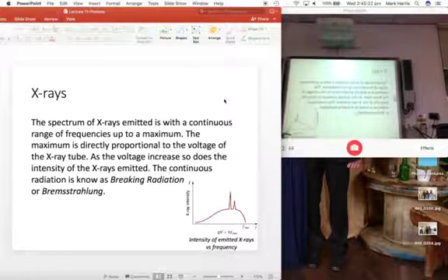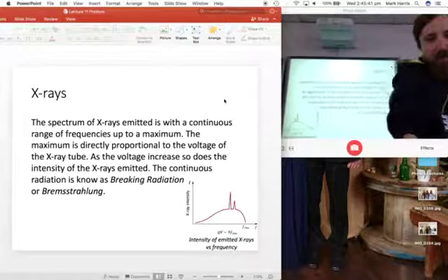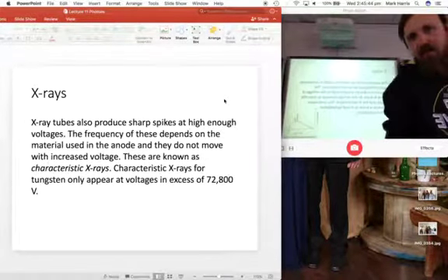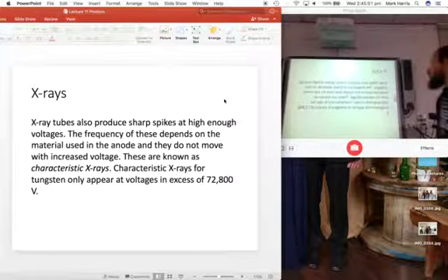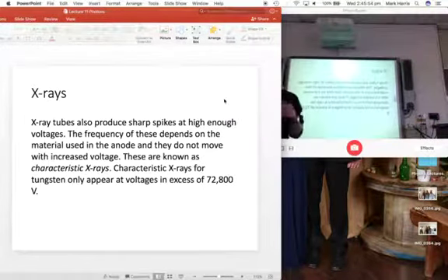Continuous radiation is this part here, the curvy bit, that's known as Bremsstrahlung or braking radiation. There's also these other points, these peaks, which we talk about next. They're known as characteristic X-rays, and they vary between different metals, and you don't get them at low voltages, you get them at higher voltages.